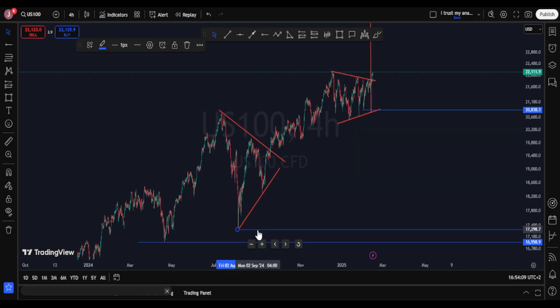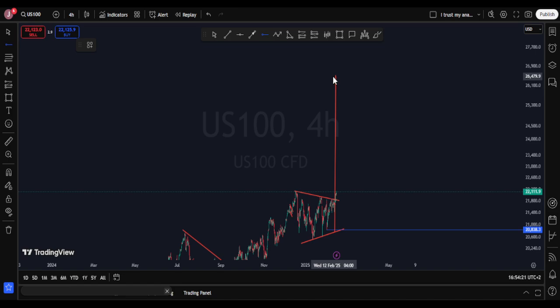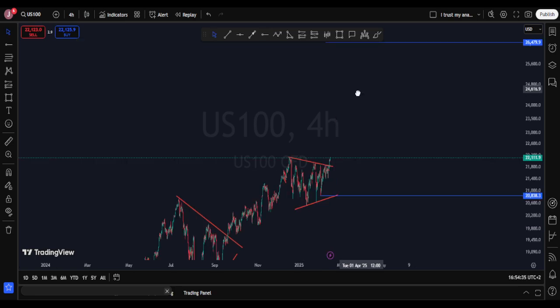So your targets would be there, at these price levels. And yeah, since I didn't catch this break and retest, but I have this price level nicely identified, I know where my target is. Let me go to the 1 hour time frame. For me, it's gonna be simple.